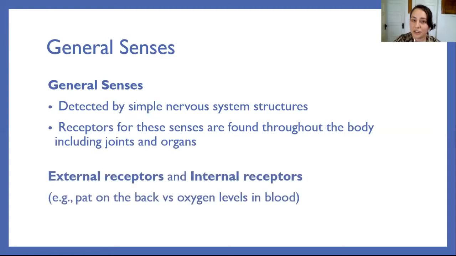Now we have both external and internal receptors. External environment might be a pat on the back. Your oxygen levels in your blood might be an internal receptor.